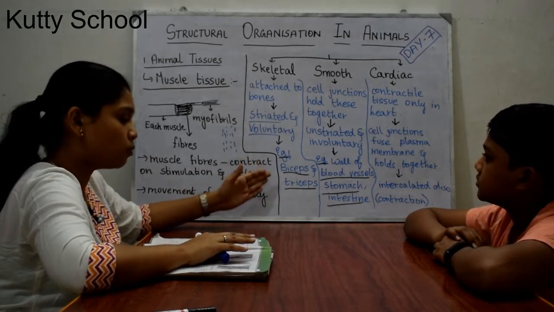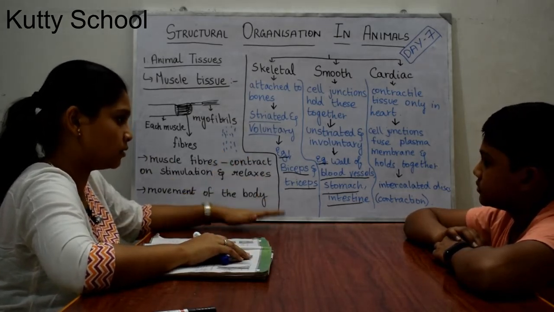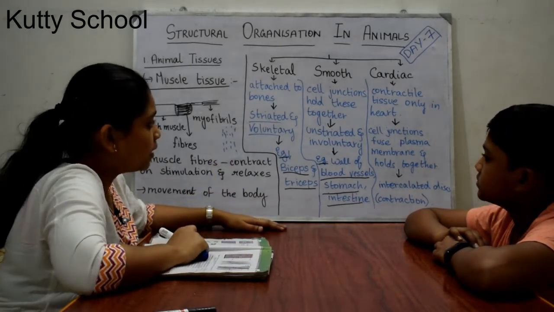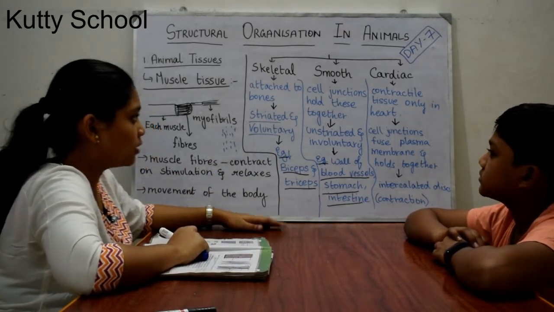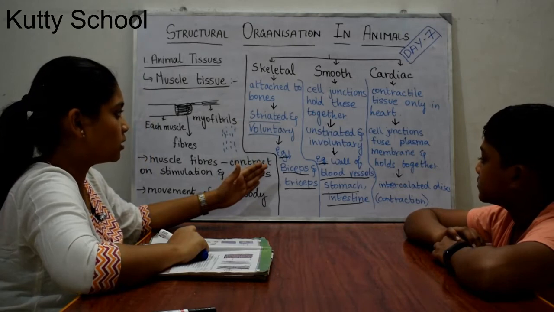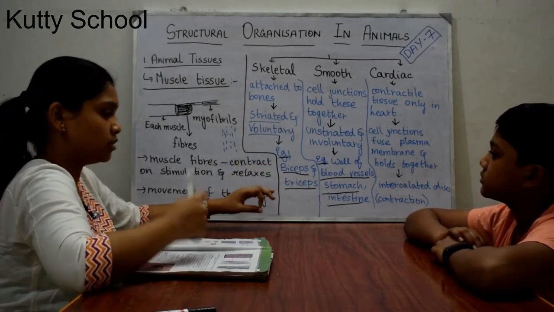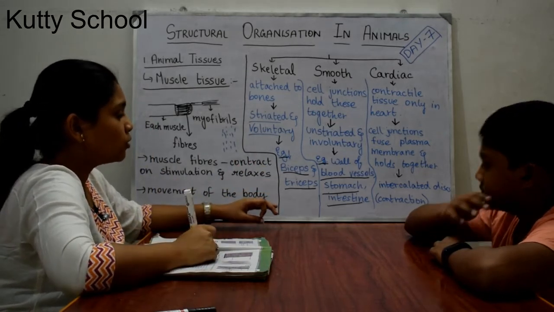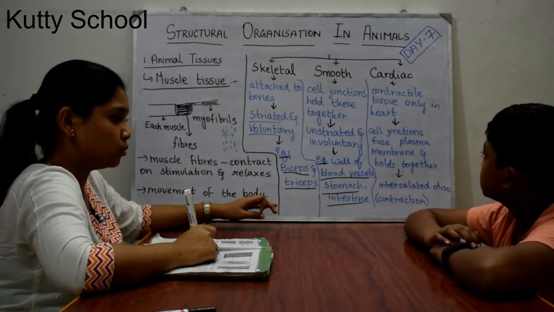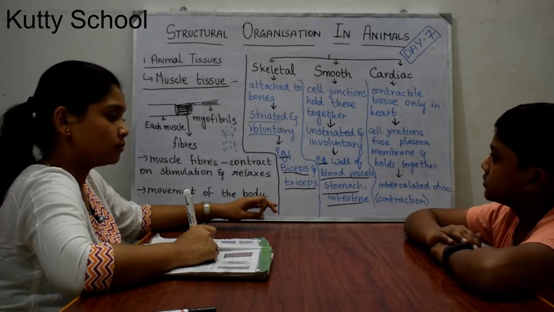So these are involuntary and unstriated muscles. Okay, and cardiac muscle. This is about smooth muscle we have discussed till now. And then the third type of muscle is cardiac muscle, which is comprised in our heart. So this muscle is a contractile tissue only present in the heart.